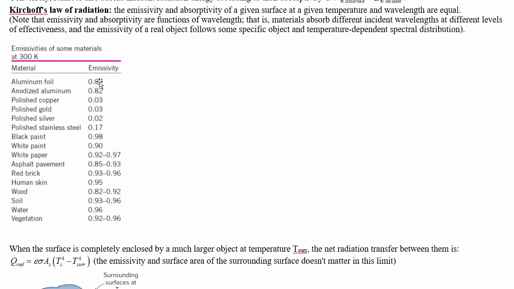So here we have a table of emissivities at 300 K for some different objects. You can see that shiny metals are going to have very low emissivities. That's because they're quite reflective, whereas things that are not reflective, like black paint, are going to have very high emissivities.